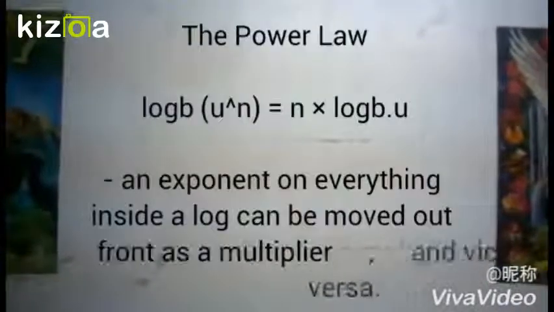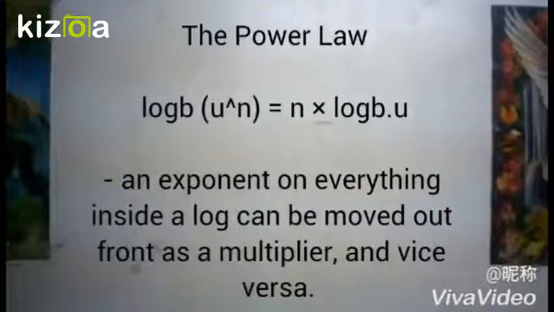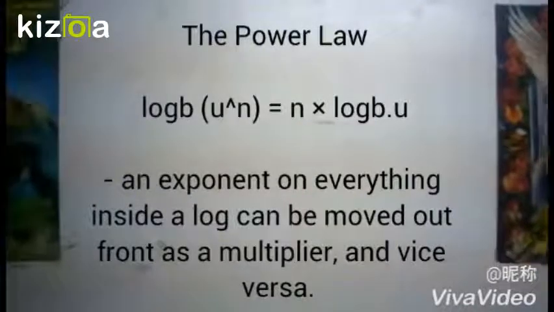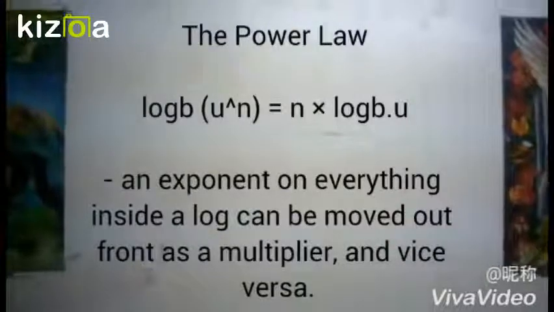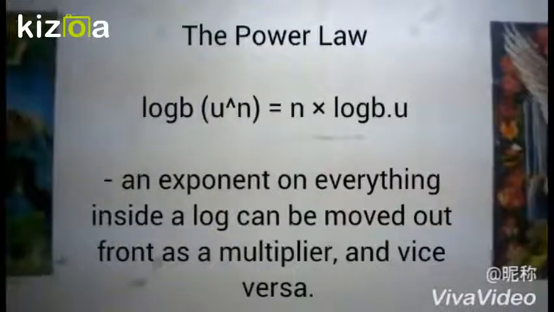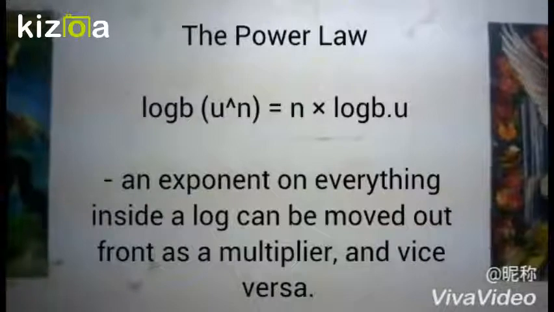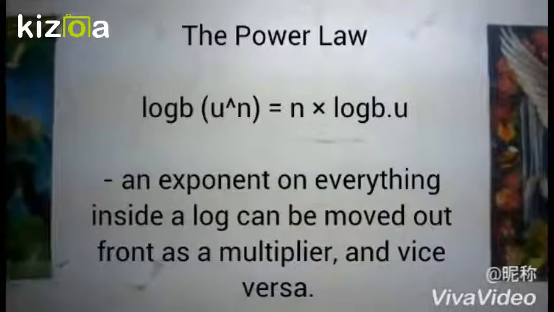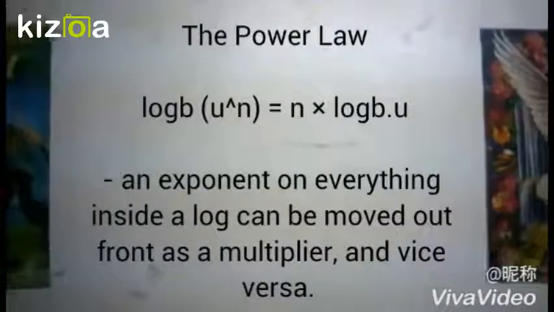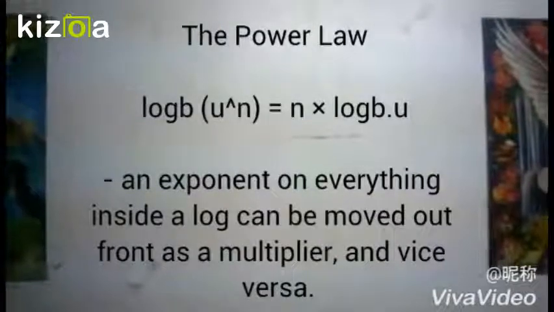The third law is the power law, and it can be read as the logarithm of u raised to n to the base of b equals, outside the log, n multiplied by the logarithm of u to the base of b. An exponent on everything inside the log can be moved out front as a multiplier, and vice versa.